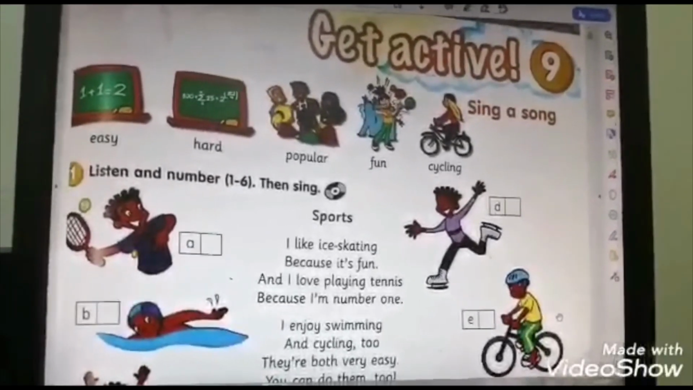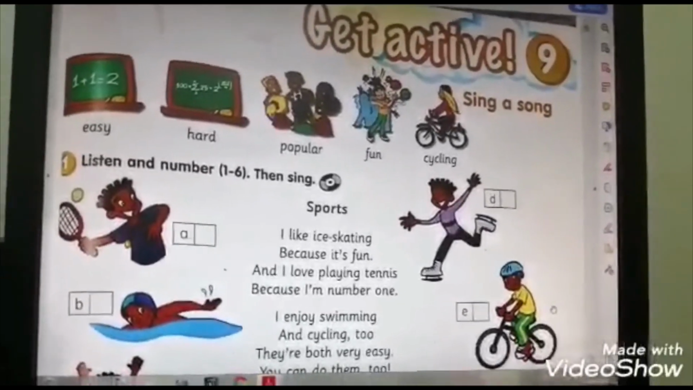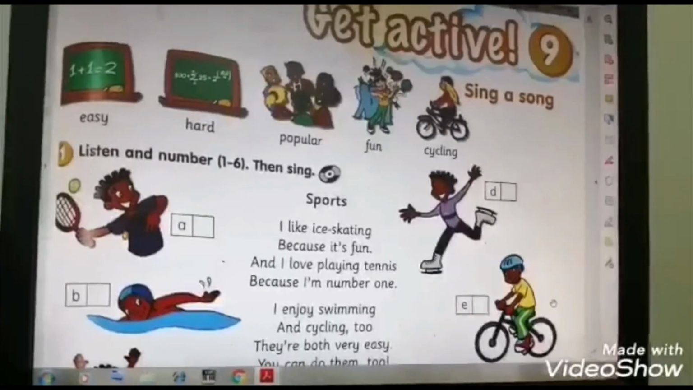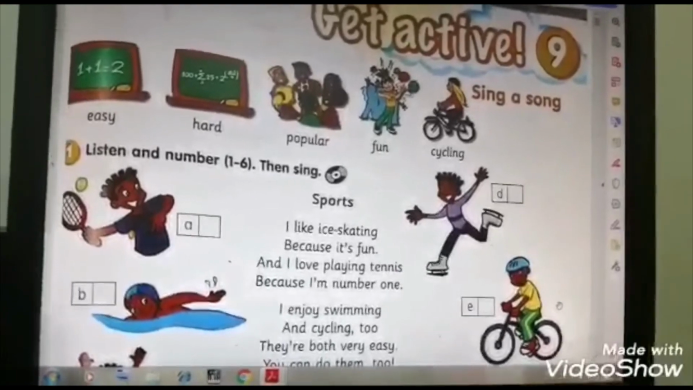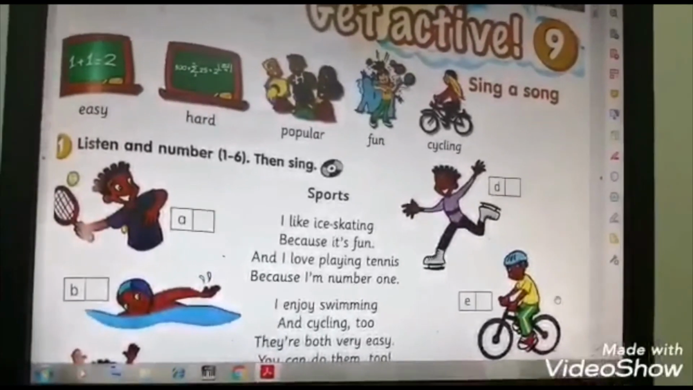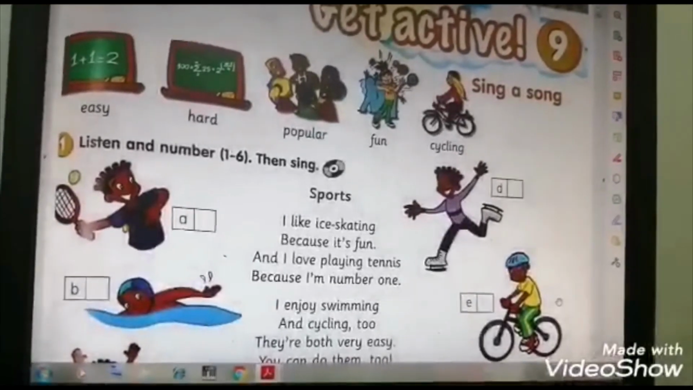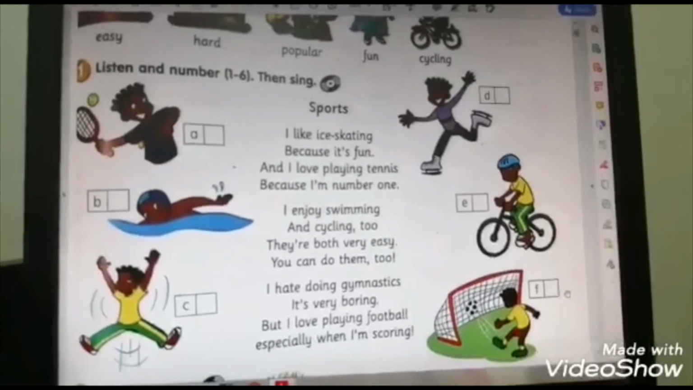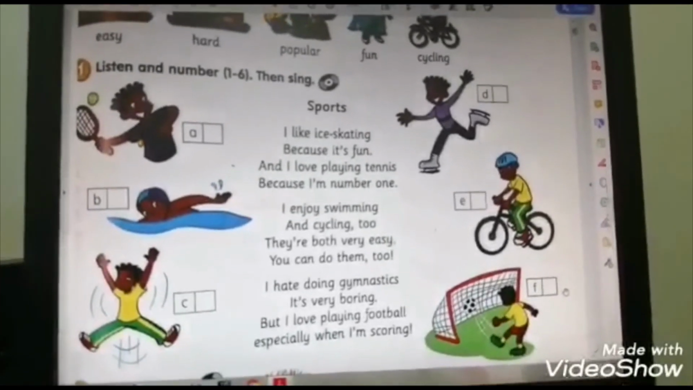Okay, as you listened, easy, hard, popular, fun, these are adjectives which we use when we want to express our feeling about something. And cycling, this is an activity. Now look at activity number 1. Listen and number 1 to 6.